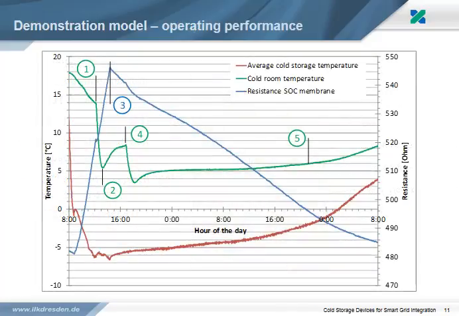This slide gives an impression of the operating performance of the cold storage device. The x-axis is the time over 2 days. The red curve is the cold storage temperature and the green curve the cold room temperature. Both curves belong to the left y-axis. The blue curve is the resistance of the state of charge sensor.